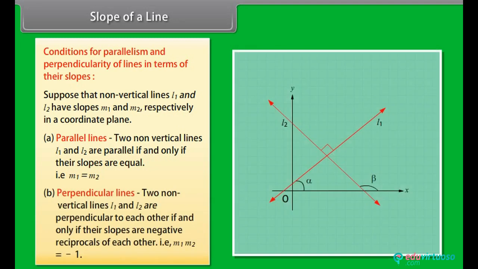Perpendicular lines. Two non-vertical lines L1 and L2 are perpendicular to each other if and only if their slopes are negative reciprocals of each other. That is, m1 m2 is equal to minus 1.